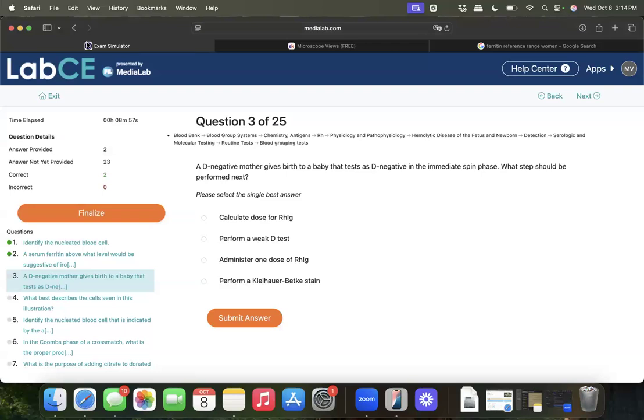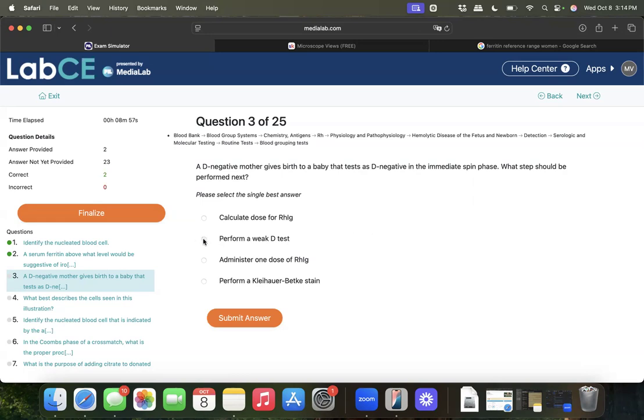All right, so question number 3. A D negative mother gives birth to a baby that tests as D negative in the immediate spin phase. What step should be performed next? A, calculate the dose for RhoGAM. B, perform a weak D test. C, administer 1 dose of RhoGAM. Or D, perform a Kleihauer-Betke stain.